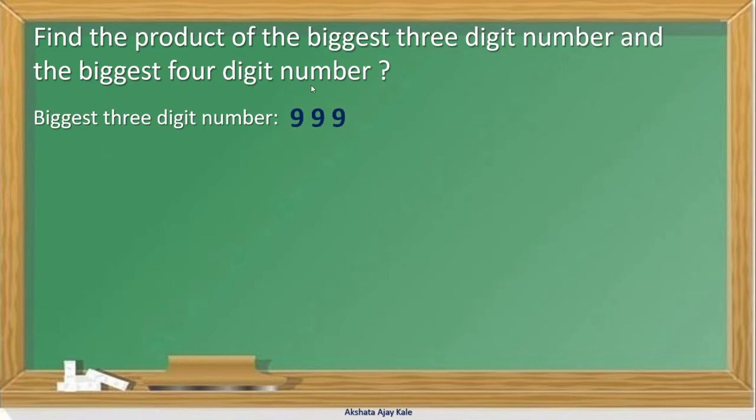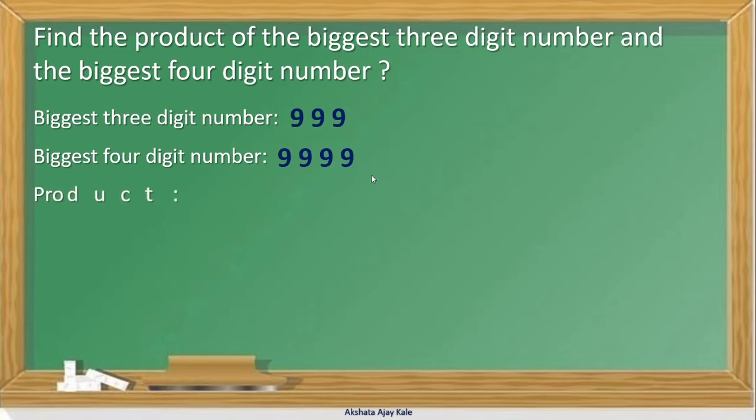What is the biggest 4-digit number? You are right. Biggest 4-digit number is 9,999. The next number is, yes, 10,000, isn't it? That becomes a 5-digit number. So this is our biggest 4-digit number. Now what we have to do? We have to find out the product. So 9,999 multiplied by 999. We need the answer for this, right?